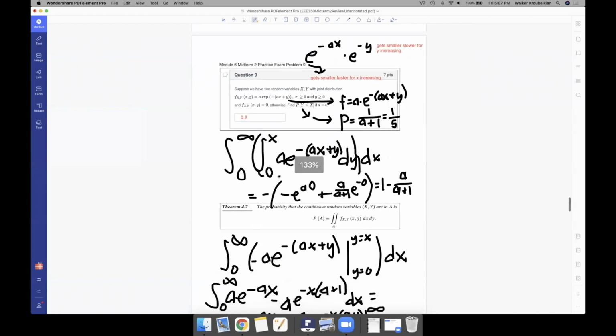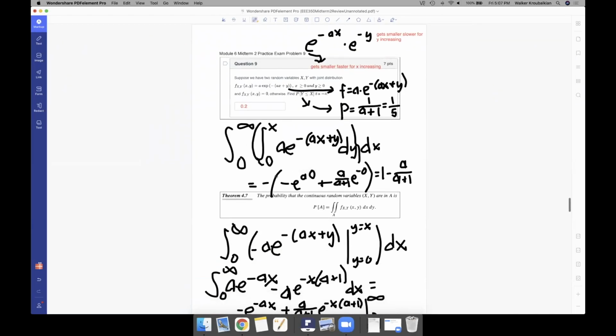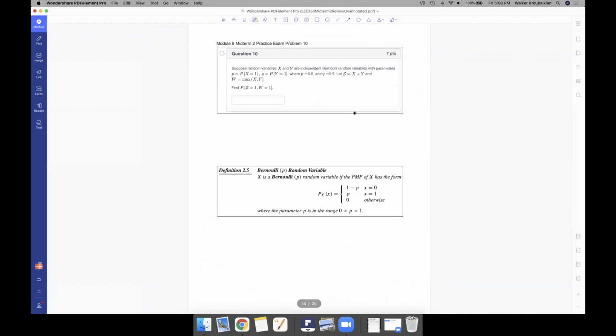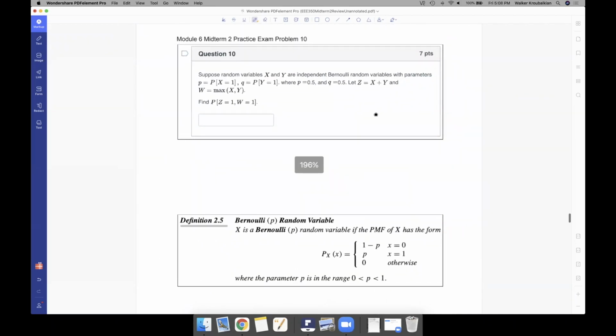All right, so that's all for problem 9. Just a lot of messy math. On to problem 10. Suppose random variables x and y are independent Bernoulli random variables with parameters p, the probability of x equals 1, and q, the probability of y equals 1, where p and q are both 0.5. Let z equal x plus y and let w equal max of x comma y. Find P of z equals 1, w equals 1.